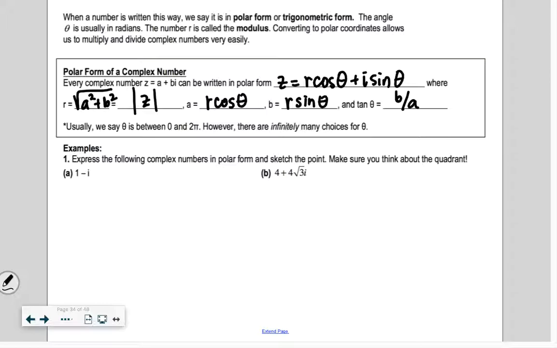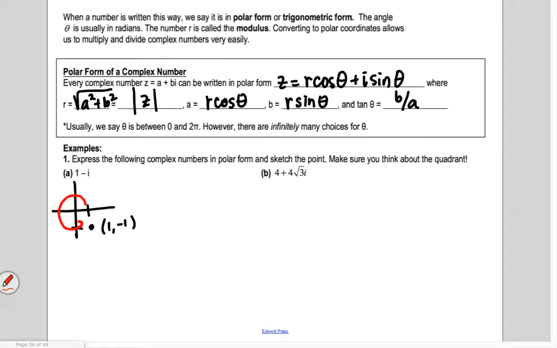Okay, so we're going to express the following complex numbers in polar form and sketch a point. I don't know if you guys remember this with vectors, but I told you always have to draw a picture. Why did we have to draw a picture with vectors? Because we need to know what quadrant it was in, right? So what quadrant is this one in? So it's 1, negative 1 is the point, the real part, imaginary part. All right, so we're going to need to know an angle that's between 270 and 360, or between 3 pi over 2 and 2 pi.